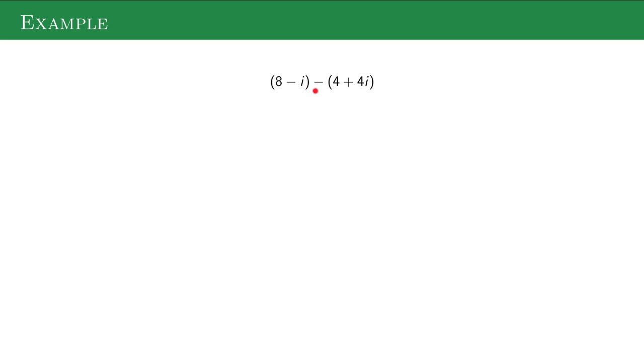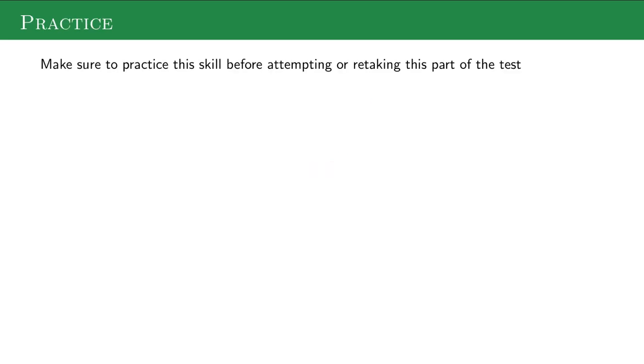And one more, just to remember, this negative sign distributes into the second thing. So both of these are positive, but the negative is going to make them both negative. 8 and -4 combined to give me +4. -1i and -4i give me -5i. So there's my final answer. Now you know how to add and subtract imaginary numbers.